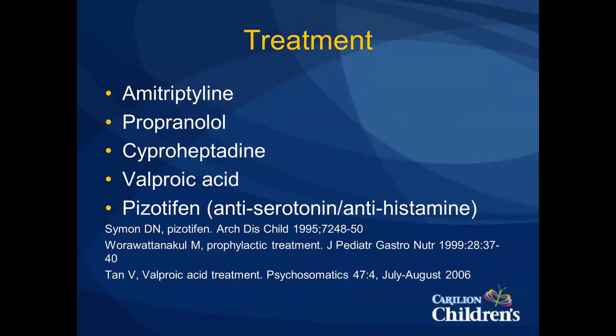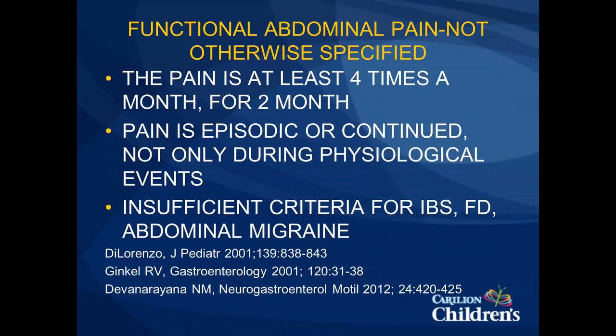So the next and last one for this abdominal pain group is functional abdominal pain not otherwise specified. This is in patients who should be toilet trained because they're seen at 4 years and older. They have mainly abdominal pain that is episodic or continuous, and during physiological events. For example, these patients tend to have problems at any time, not necessarily when they're menstruating, not necessarily after eating. The diagnosis is kind of by exclusion from other functional disorders. So you don't see criteria for irritable bowel, functional dyspepsia, or abdominal migraine.